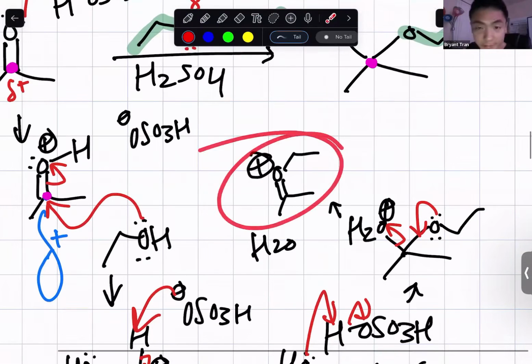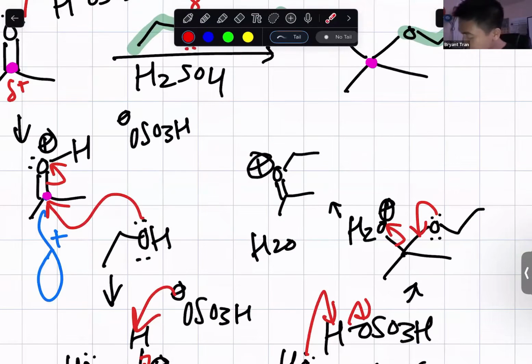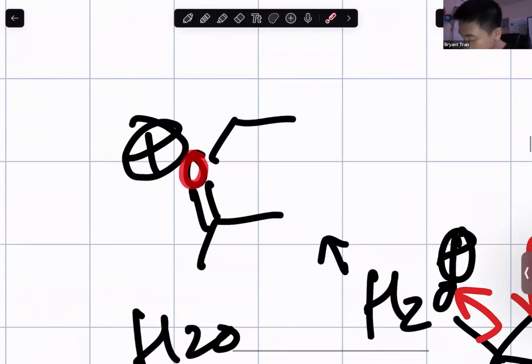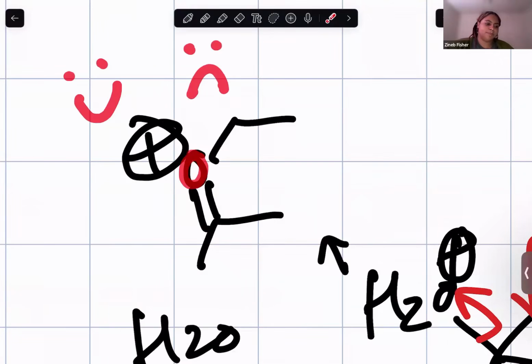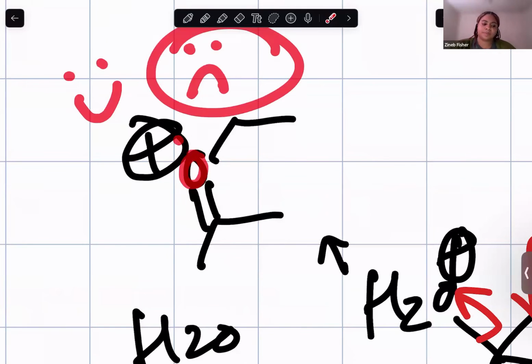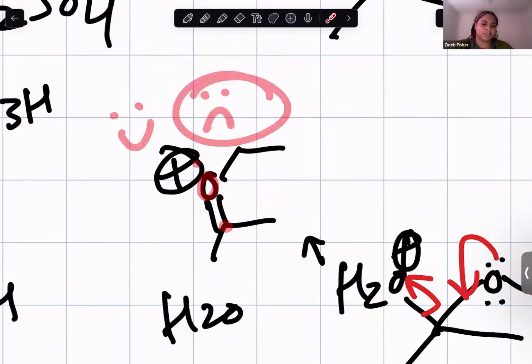Any questions on how it got to here, Zenith? Okay. Now, once I have this, is this oxygen happy or angry? Is it stable or unstable? Unstable, right? Because it's positively charged, meaning that this carbonyl here, is it a strong electrophile or weak electrophile? Does it have a big positive charge or a small positive charge? It has a small positive charge.